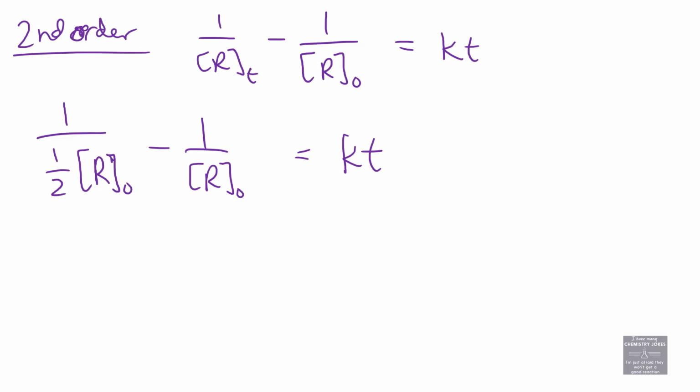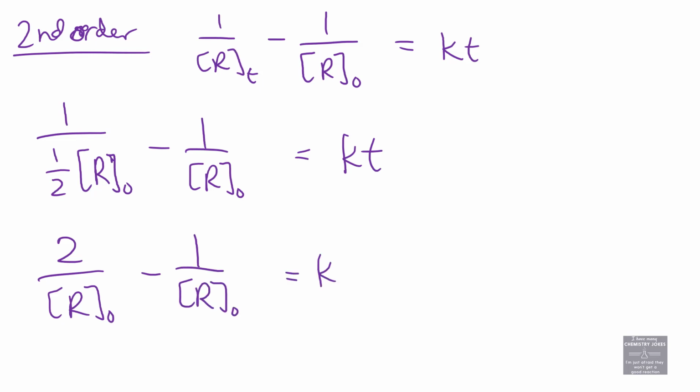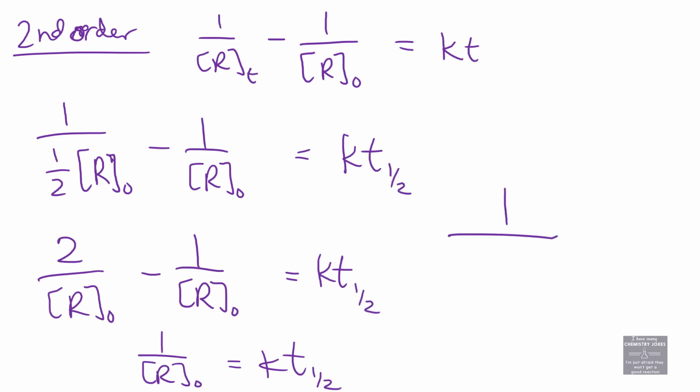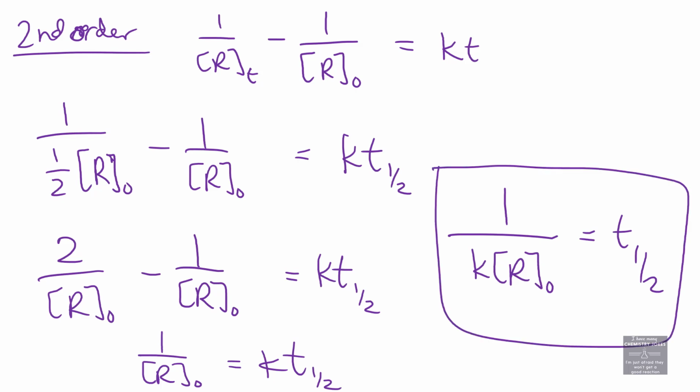1 over 1/2 equals 2, so 2 over R0 minus 1 over R0 equals positive kt. And since they've got the same denominator, 1 over R0 equals kt, and I should be substituting in t 1/2 all along here. And finally, divide: 1 over k times R0 equals t 1/2. That one's much simpler to solve because we don't have that ln stuff that you guys don't remember. So that's the half-life equation for a second-order reaction.